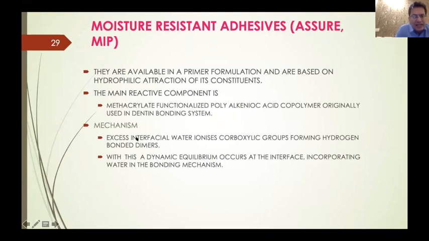And these are popular in dentine bonding agents, because the amount of water content in dentine is much more than water in enamel. So, the excess interfacial water ionizes the carboxyl groups, forming dimers. And with this, dynamic equilibrium occurs at the interface. So moisture resistant adhesives actually have the component that repels water, and the sealant is applied for 10 seconds, lightly dried and then light cured for 10 seconds.